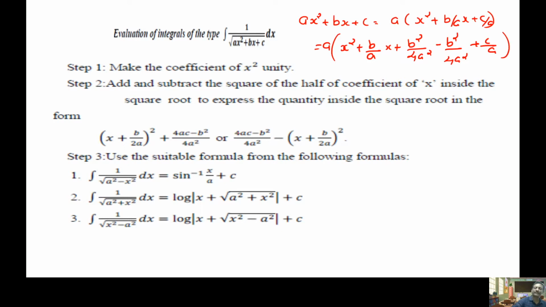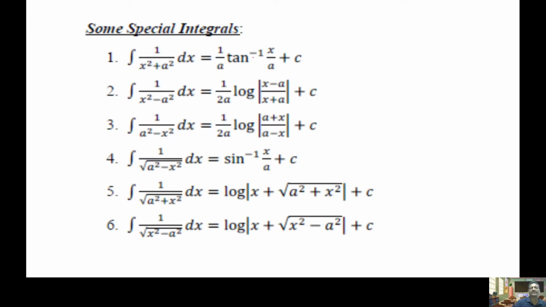And we can apply different integral forms. 1 by x squared plus a squared, its integral is 1 by a tan inverse x by a. 1 by x squared minus a squared, 1 by 2a log modulus x minus a by x plus a plus c. 1 by a squared minus x squared, 1 by 2a log a plus x by a minus x. 1 by root a squared minus x squared dx is sine inverse x by a plus c. 1 by root of a squared plus x squared dx is log modulus x plus root a squared plus x squared plus c. 1 by root x squared minus a squared dx is log modulus x plus root x squared minus a squared plus c.